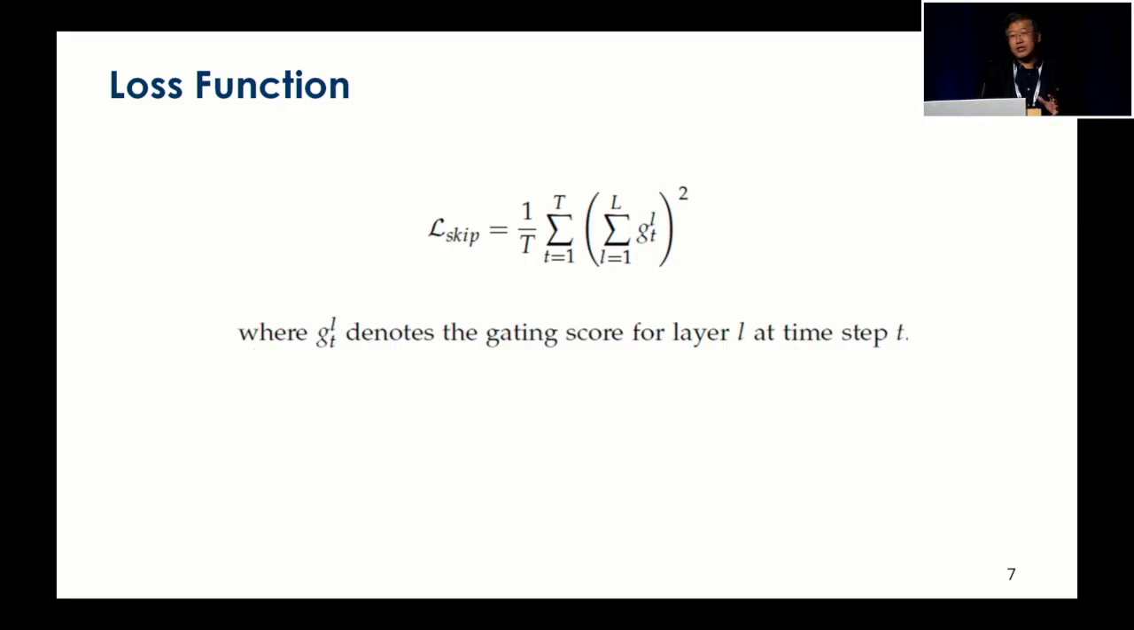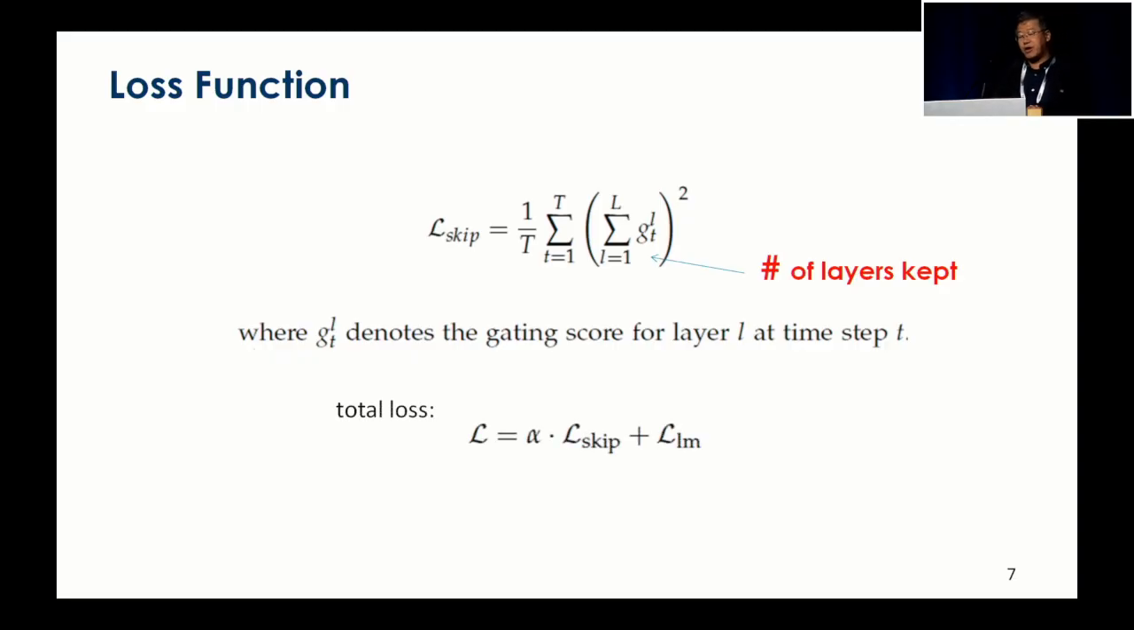And we need to introduce a loss function so that we can encourage skipping some layers. So here we add all of the output scores of the router together. And this sum of the scores represents roughly the number of layers kept during this process. And we mix this loss with the loss of the language model. And the loss can be controlled by a parameter alpha. So basically, you can control how many layers you are going to skip in this transformer architecture.